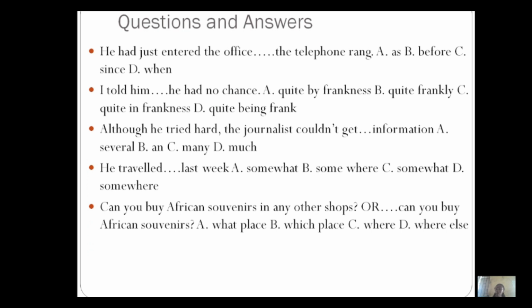Is it A, what place? B, which place? C, where? D, where else? The correct option is option D. Where else can you buy African souvenirs? Because the question says, can you buy African souvenirs in any other shops? So this likely suggests that in that particular shop, they've looked for African souvenirs and they can't find it. So we're now asking, where else can you buy African souvenirs?